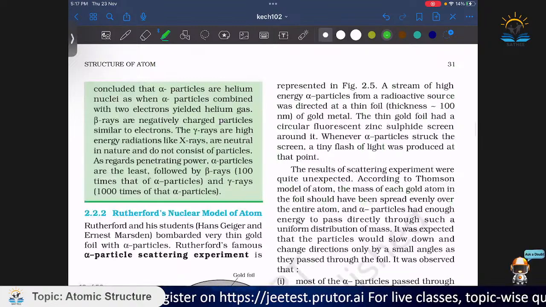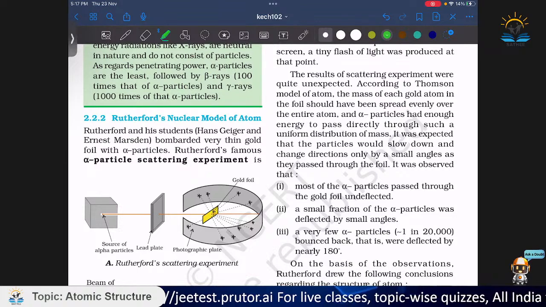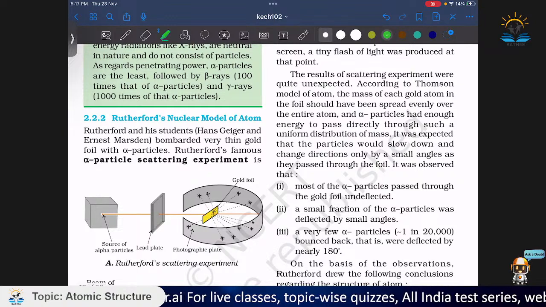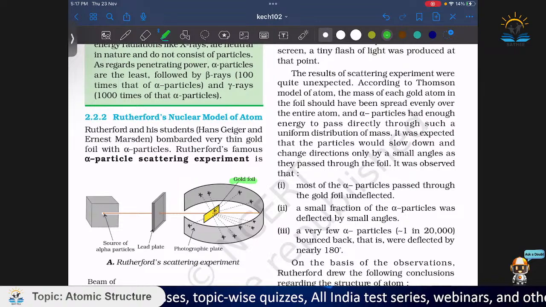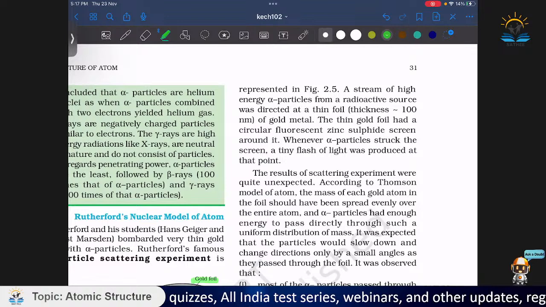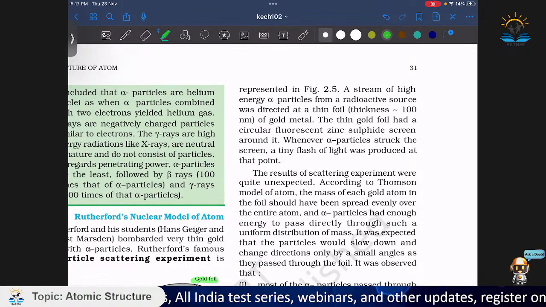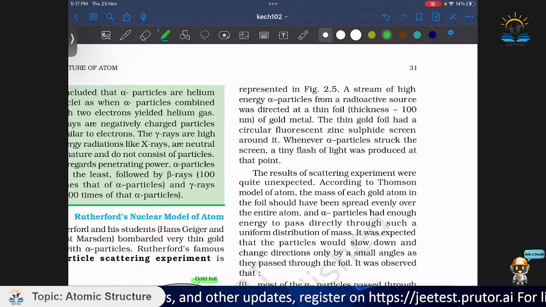The next model is Rutherford's nuclear model of atom. Rutherford bombarded a very thin gold foil with alpha particles. So we have a gold foil which he bombarded with a stream of alpha particles, and he saw how these alpha particles were scattered. A stream of high energy alpha particles from a radioactive source was directed onto a thin foil. Thickness is very small, about 100 nanometers.